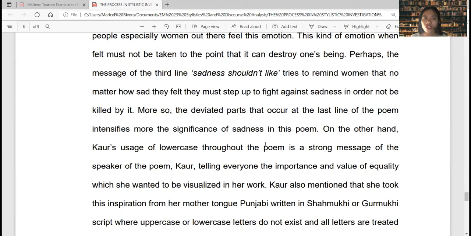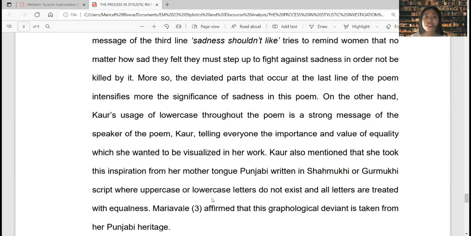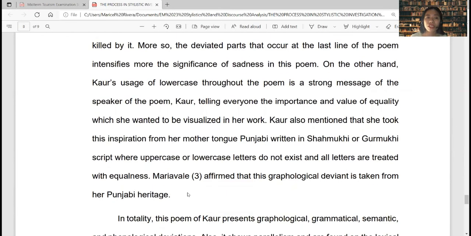Kaur also mentioned that she took the inspiration from her mother tongue Punjabi, written in Shahmukhi or Gurmukhi script, where uppercase or lowercase letters do not exist, and all letters are treated with equalness. So same, people should be treated equally. So Maria Valli on page 3 affirmed that this graphological deviation is taken from her Punjabi heritage.